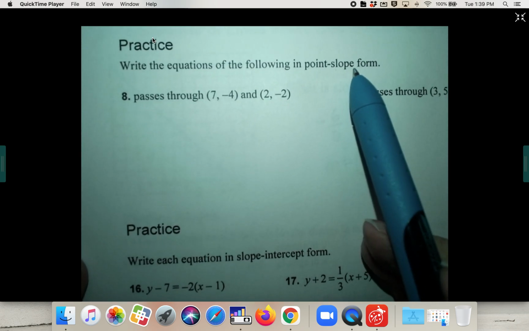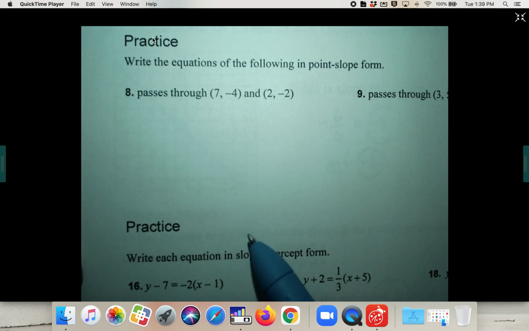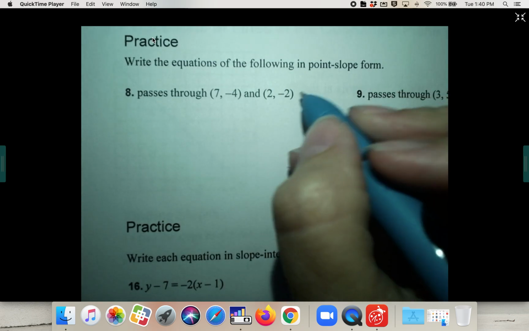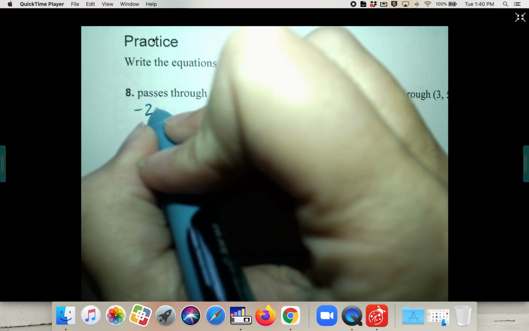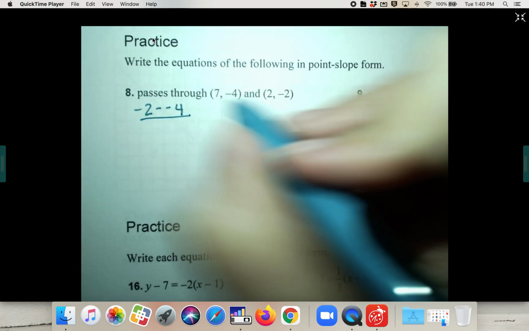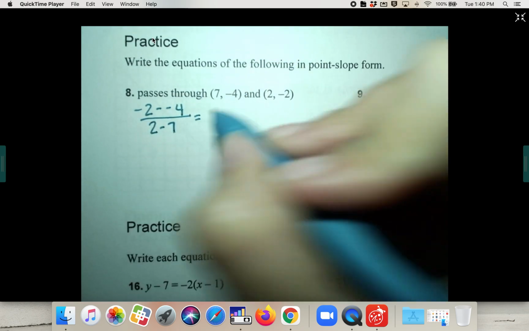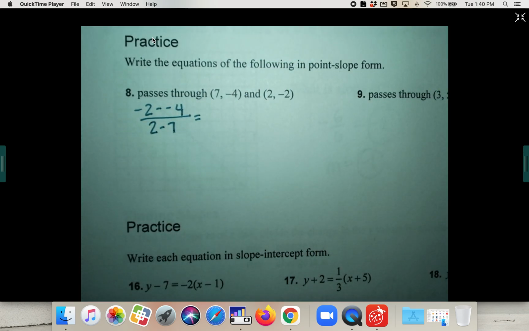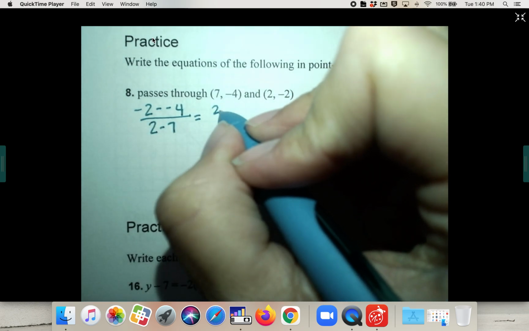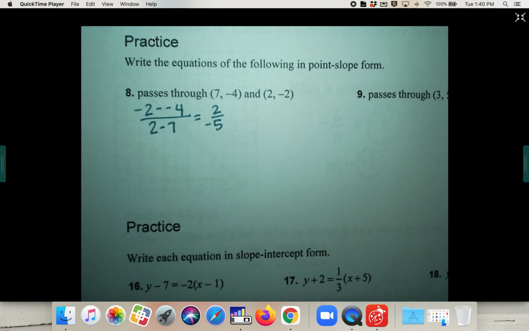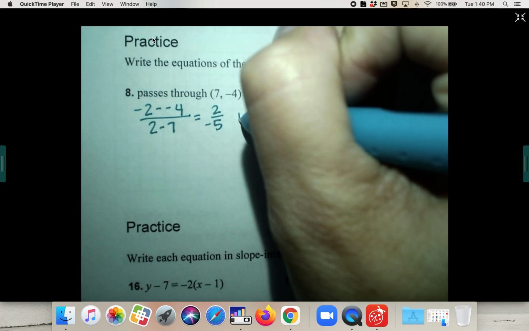More point slope form, and it's leaving us space, so first thing we're going to have to do is find the slope. So -2 minus -4 over 2 minus 7. So -2 minus -4 would be +2. 2 minus 7 is -5, so it looks like my slope is -2/5.